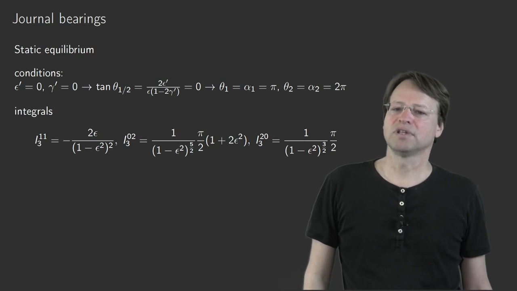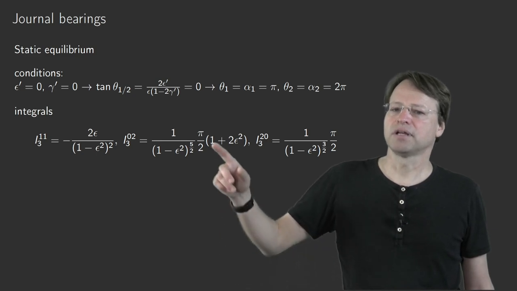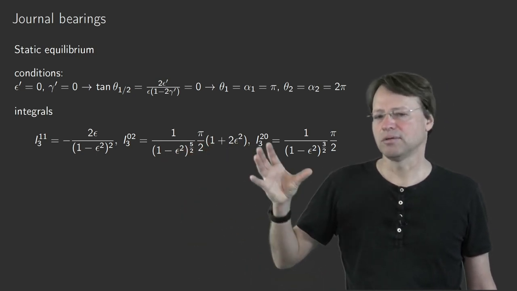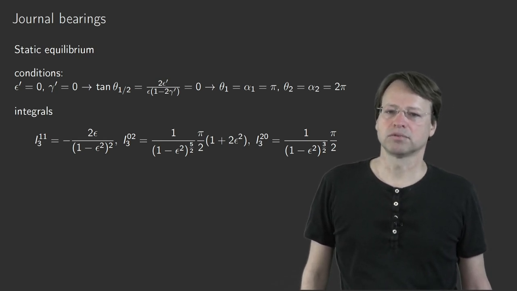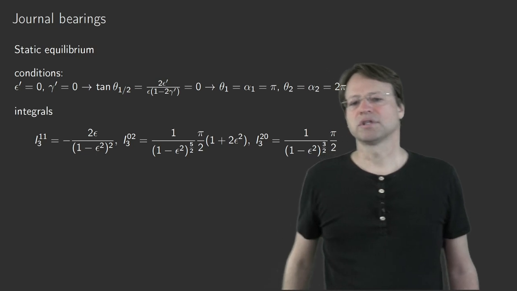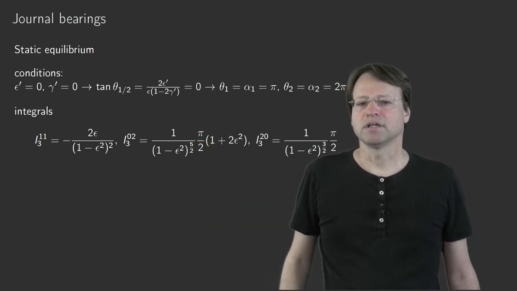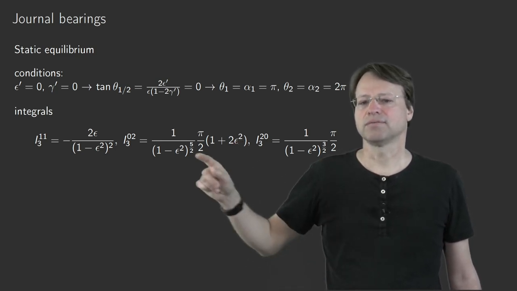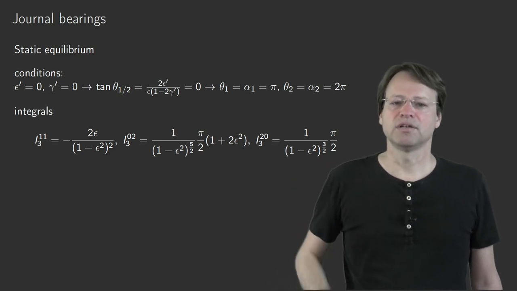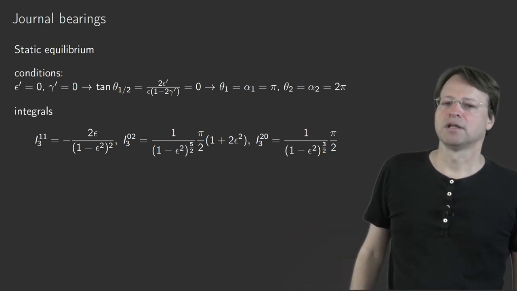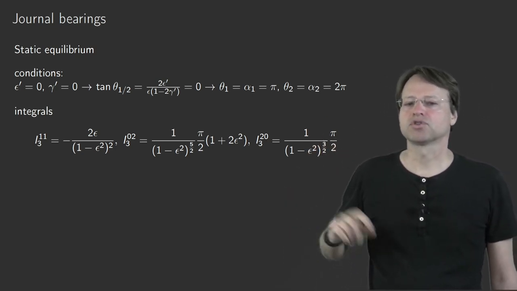This allows me to compute the integrals here. You see that all the integrals still depend on epsilon. We have seen that epsilon appears there as a factor in all these integrals, but the rest is then easy to solve. It's just here minus 2 epsilon divided by (1 minus epsilon squared) squared. Here we have pi divided by 2, (1 plus 2 epsilon squared), and we have to divide by (1 minus epsilon squared) to the power of 5 divided by 2. And here we have 1 divided by (1 minus epsilon squared), 3 divided by 2, pi divided by 2. And from this we get the restoring forces.